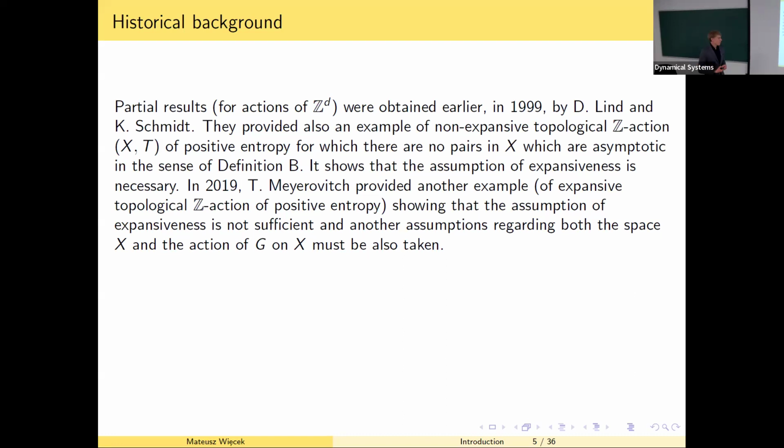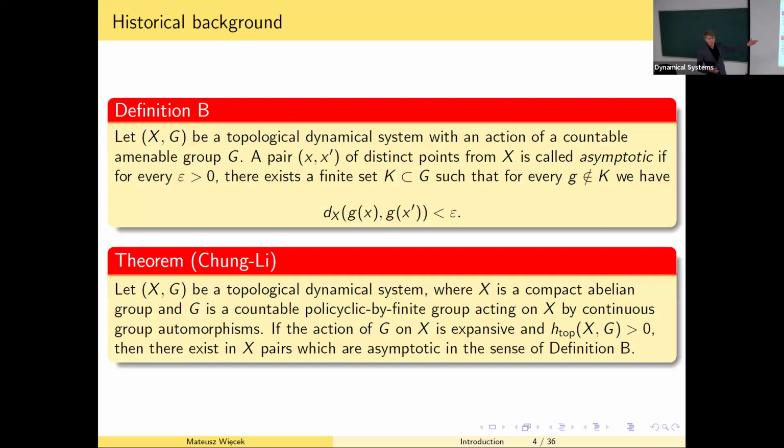And it shouldn't be surprising for us, because actually this definition B does not generalize the classical definition. Because if we take for our group the group of integers Z, then for a pair to be asymptotic in the sense of definition B, it must be both forward and backward asymptotic. So it must be asymptotic for T and the inverse of T at the same time. So all these theorems regarding the existence of asymptotic pairs using this definition do not generalize the Blanchard-Host-Ruette theorem.